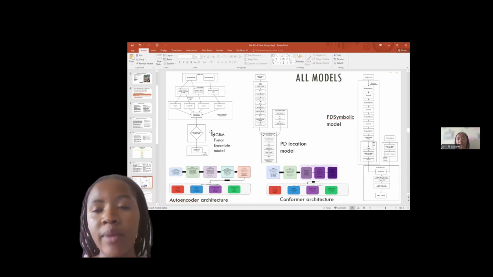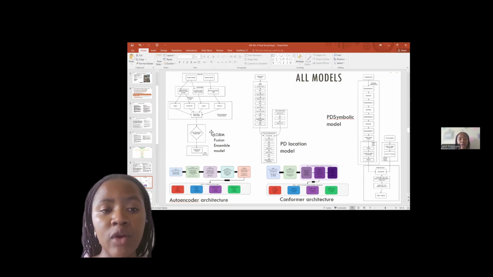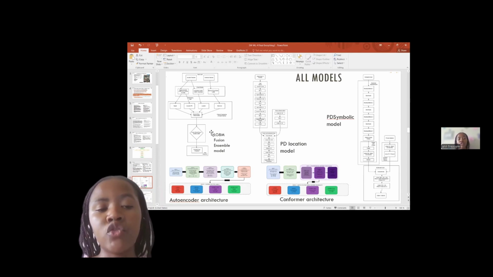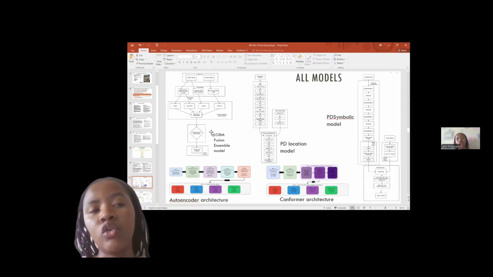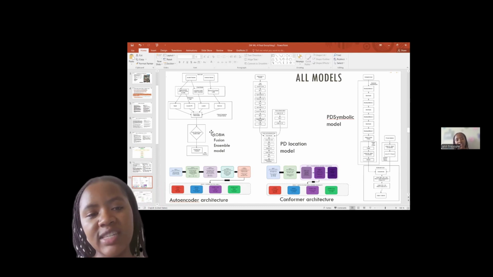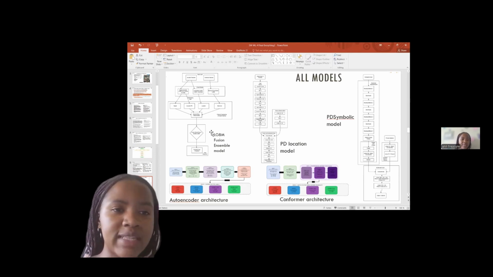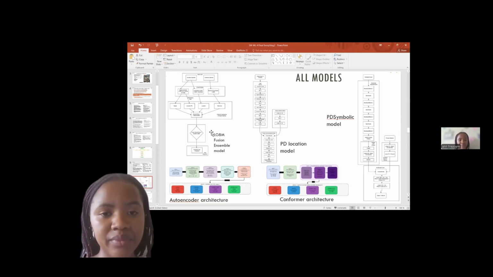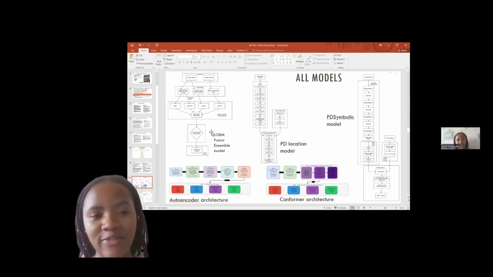The results of these models were combined into a meta matrix that was input into a fusion model that was able to predict the type of partial discharge and also the location where the partial discharge is coming from. However, this model was a bit unstable, and that's why we didn't use it finally.